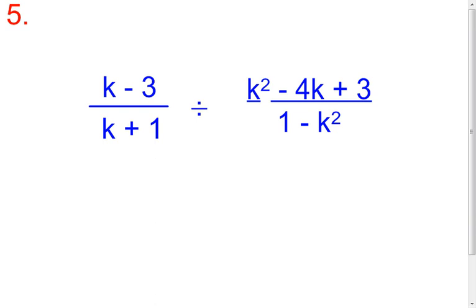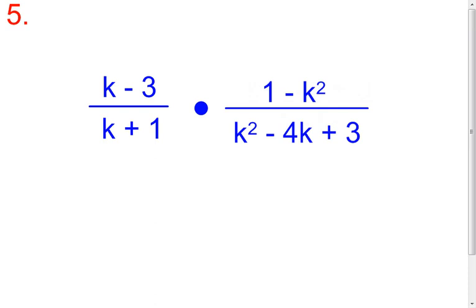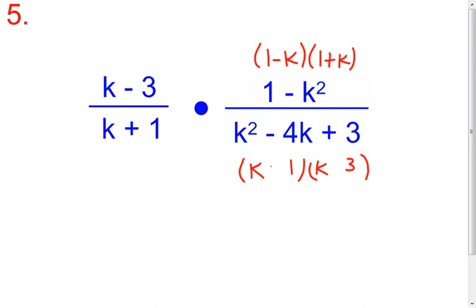The first fraction does not factor at all, so I don't need to worry about it. I am going to change this to multiplying by the reciprocal. Okay? And then I'm going to factor both of these. So when I factor the top, I have 1 minus k. It's a perfect square. So it does factor as 1 minus k and 1 plus k. On the bottom, this factors as k and k, 1 and 3, minus and minus right there. So that's where I'm at.